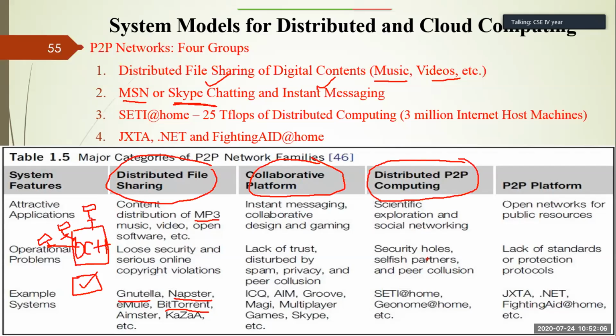Like I told you, SETI at home or Genome at home. These are scientific and engineering applications, in which, as I mentioned here, see here, 3 million internet hosts are active at the same time. In each and every second, 3 million internet host machines are live, and none of the machines are owned by SETI at home. None of the machines is owned by SETI at home. This is a completely voluntary job, right?